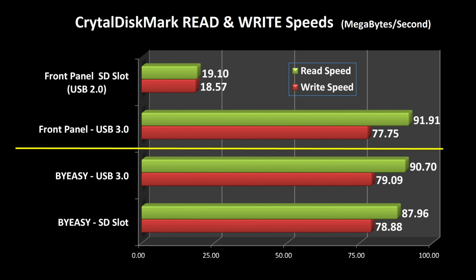Well, this chart shows a summary of all the performance testing. I'm comparing it to my standard editing rig, where it actually has a front panel USB 2.0 SD slot and a front panel USB 3.0. As you can see, the BYEASY USB and the SD slot both performed extremely well, just under the level of performance of the main one that was built into my PC.